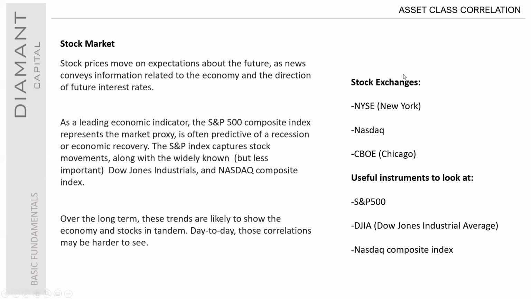So before we get into the rest, stock exchanges, you've got the main types. You've got NYSE, which is in New York. You've got the NASDAQ and the CBOE in Chicago. I'd recommend, if you want to learn more about it, just do a bit more research as well. You can search on YouTube or on the internet, on Investopedia. And then some useful instruments to look at. Of course, we've explained the S&P 500. And then the Dow Jones is known as the DJIA. And of course, you've got the NASDAQ Composite Index.